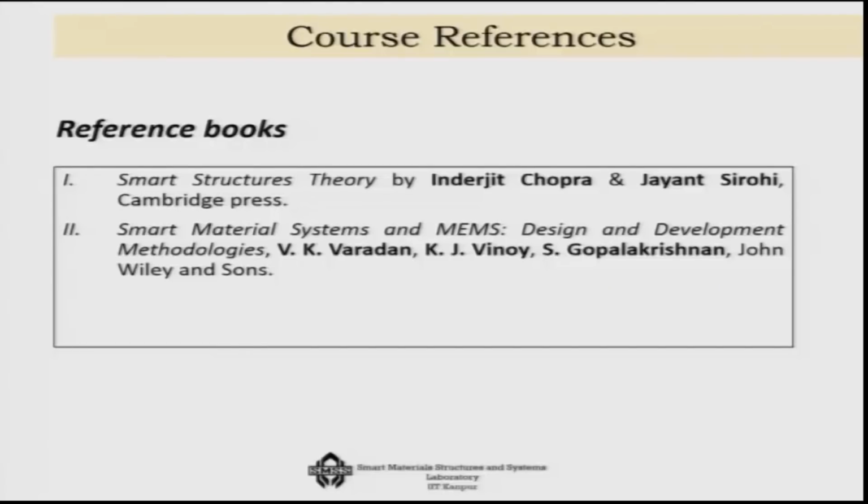In this particular course, we will be following these books: Smart Structures Theory by Inderjit Chopra and Jayant Sirohi, which is from Cambridge Press, and also Smart Material Systems and MEMS: Design and Development Methodologies by V. K. Varadan, K. J. Vinoy and S. Gopalakrishnan, which is from John Wiley and Sons. Both the books will be required for different parts of the course, and wherever it will be required, I will mention which textbook will be relevant to you.